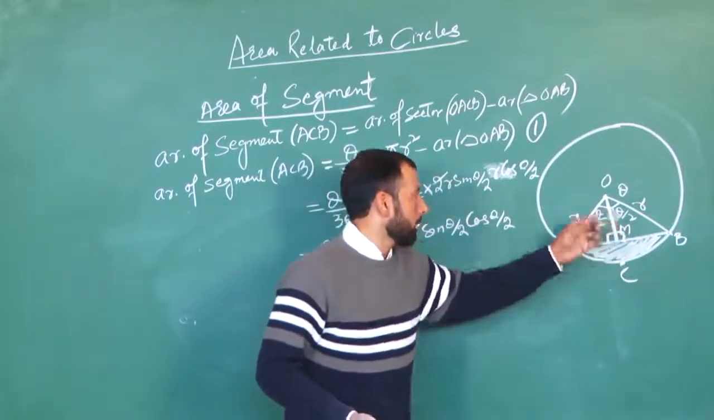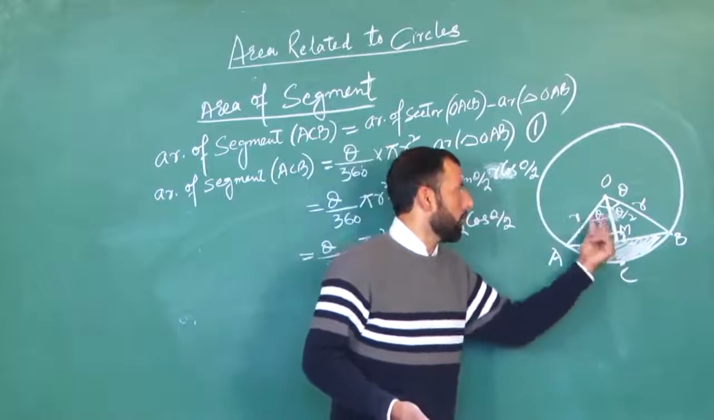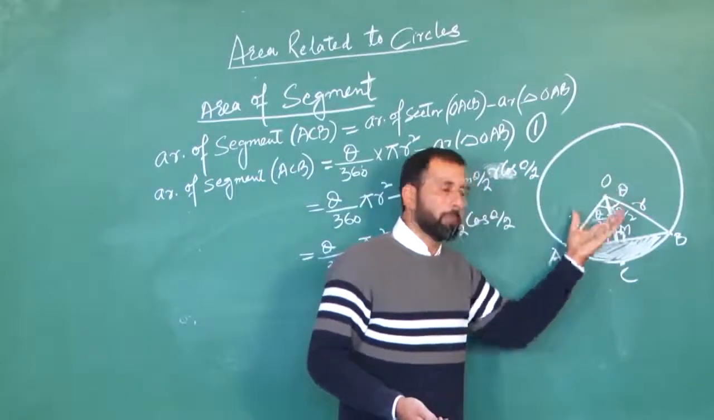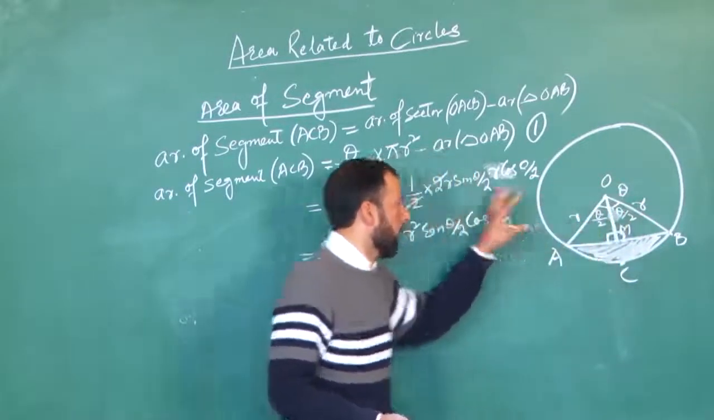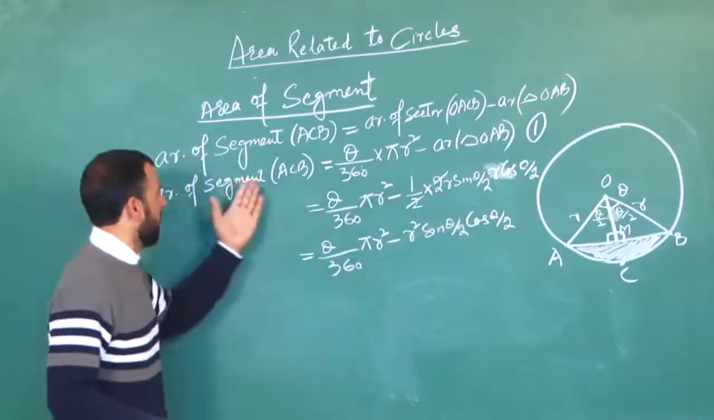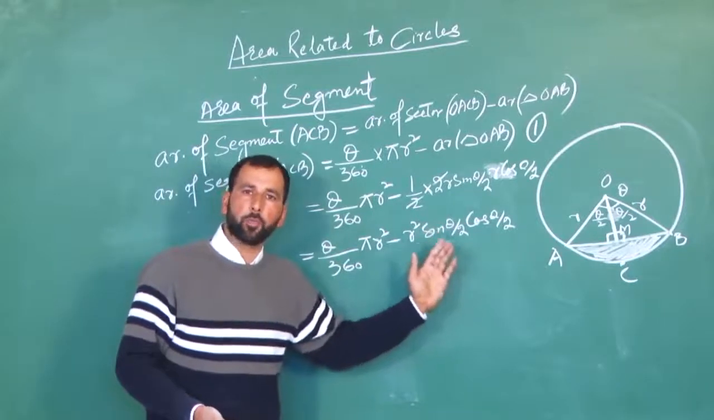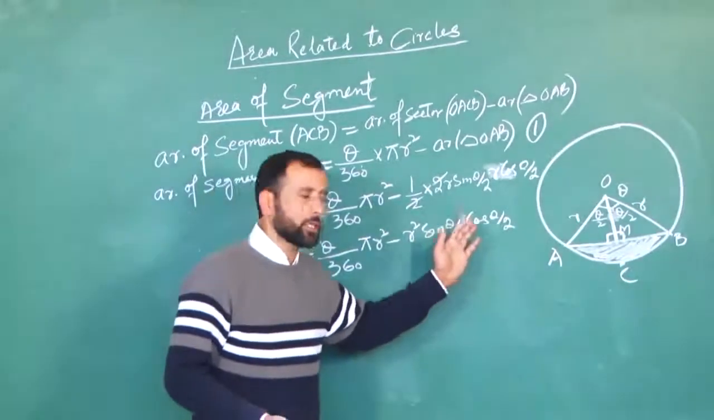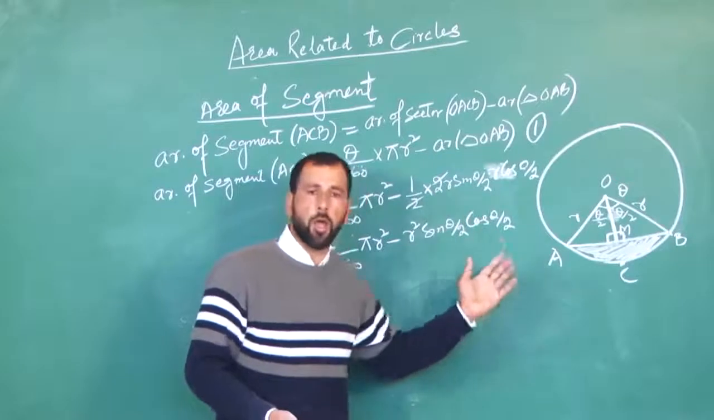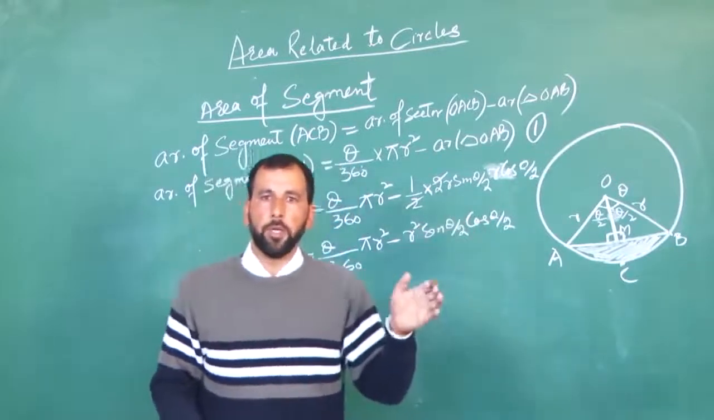Now in general, this is the general formula, when it is a general theta, then we draw the perpendicular, we get two triangles. On simplifying, we get the area of the segment is theta by 360 into pi r square minus R square sin theta by 2 cos theta by 2. This is the formula for finding the area of the segment of a circle.